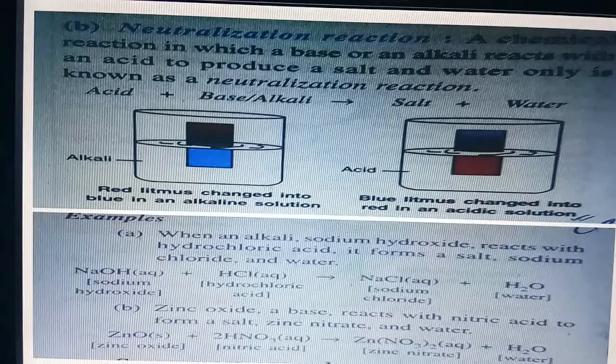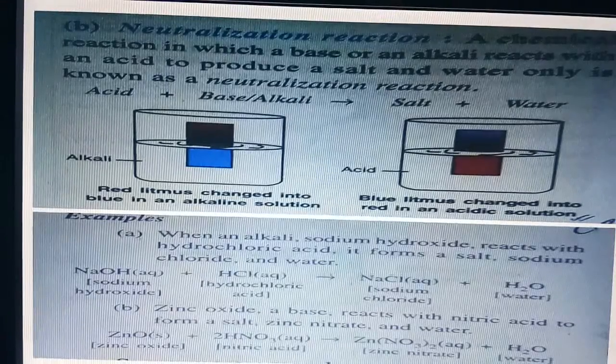In a precipitation reaction, any two compounds in solution form can combine to form an insoluble solid as one of the products. Then that is a precipitation reaction. But in a neutralization reaction, acid combines with base. Not any two compounds, but acid combines with base to give salt and water.